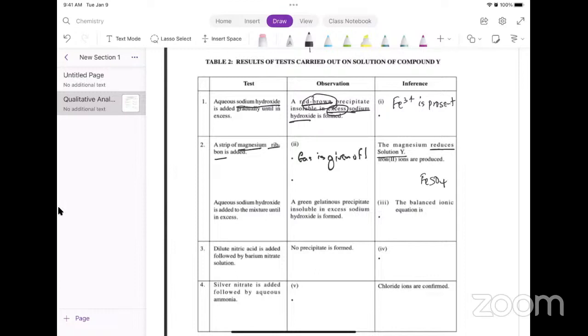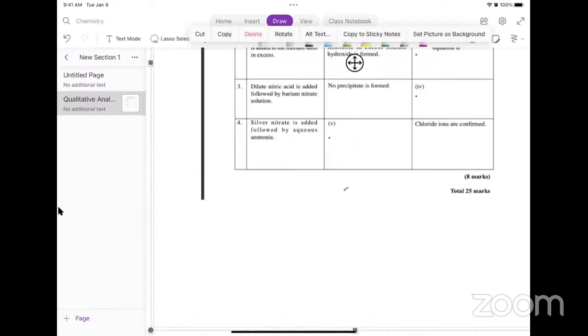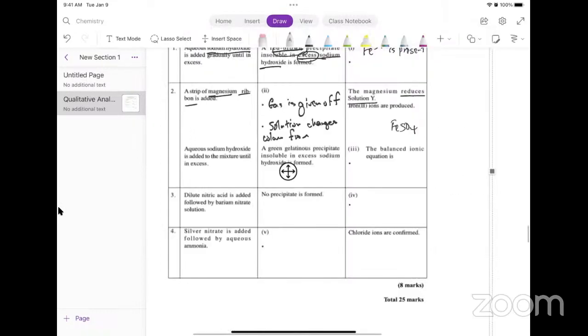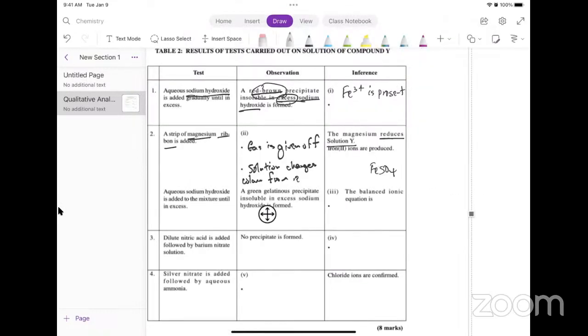And the solution changes color from red-brown to green.